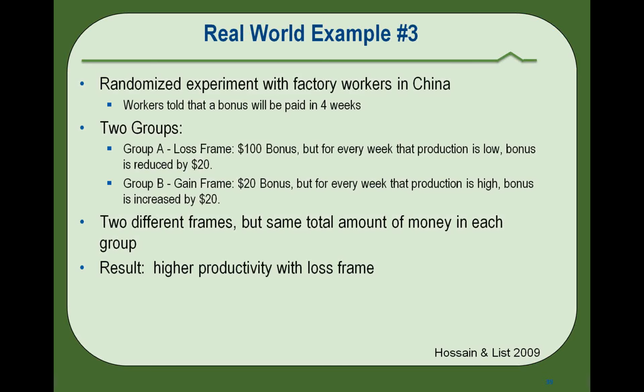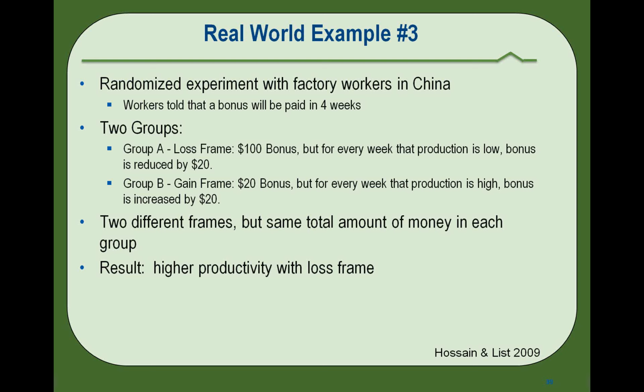Okay, so now another real-world example for incentive structures. There was an experiment that some people did with factory workers in China. All of the workers were told that they would get a bonus in 4 weeks. They randomly assigned workers to one of 2 groups, Group A or Group B. Workers in Group A were told that they would get a high bonus, but the bonus would get reduced for each week that their productivity was low. Workers in Group B were told that they would get a low bonus, but that they would get additional money for each week that their productivity was high.